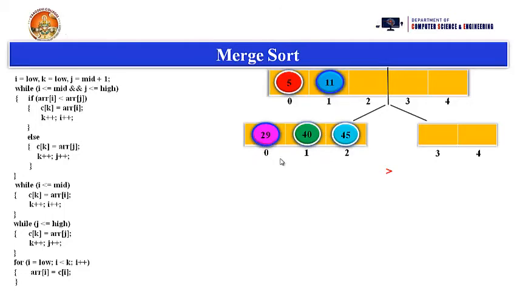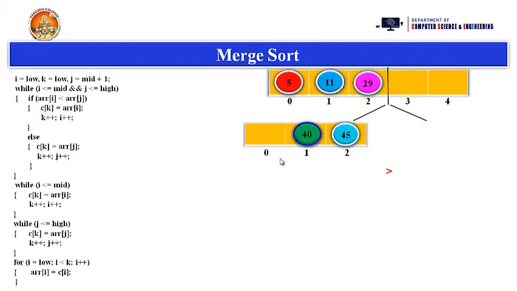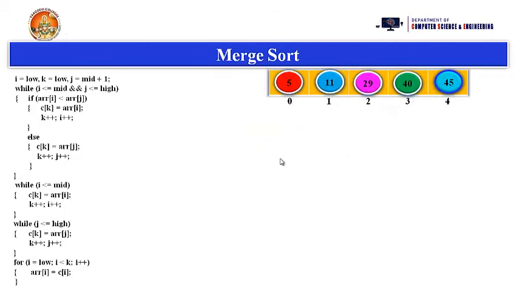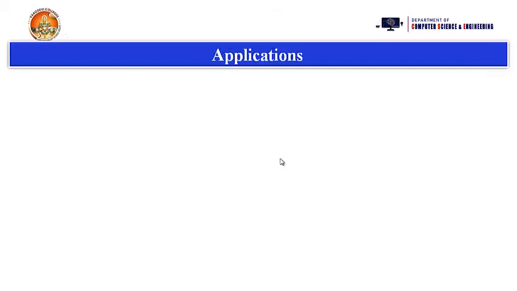So place the 29 in the second index position of the main array, and place the 40 in the third index position. Then place the 45 in the fourth index position. So like this we are going to sort the elements using the merge sort technique.